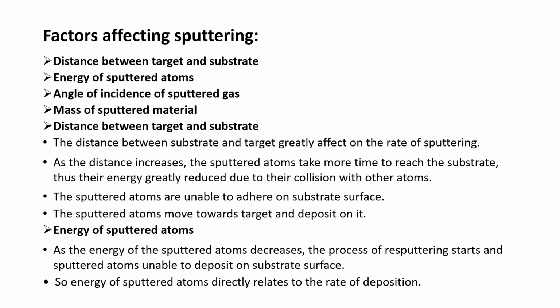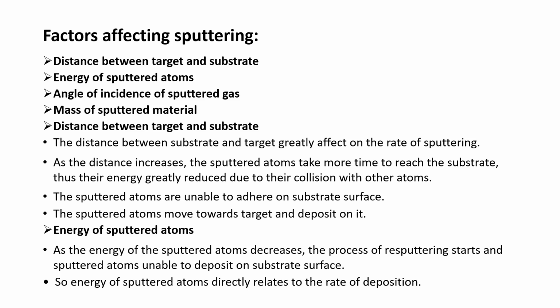As the distance increases, the sputtered atoms from the surface of the target take more time to reach the surface of the substrate. Their energy decreases due to their collision with the atoms of the noble gas. Therefore, the sputtered atoms are unable to adhere on the substrate surface. The sputtered atoms move toward the target and deposit on it. The atoms that are ejected off from the surface of the target material, when they have to cover a large distance, their energy decreases and they come back and adhere on the surface of the target and do not deposit on the surface of the substrate, and the coating does not take place.